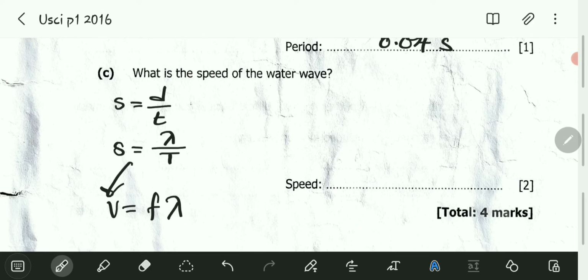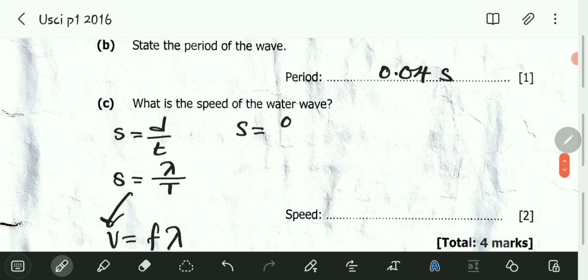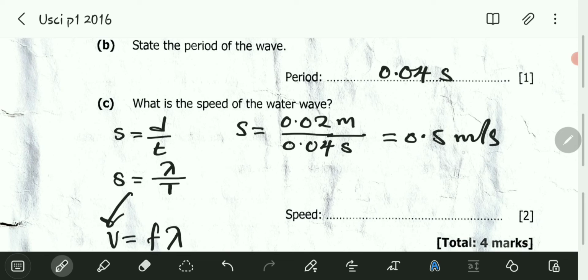So we can now calculate our speed. Speed is equal to the wavelength. What is our wavelength? 0.02 divided by 0.04. This one is in meters, this one is in seconds. So our units will be meters per second. So 0.02 divided by 0.04 is equal to 0.5 meters per second. So the speed is 0.5 meters per second.